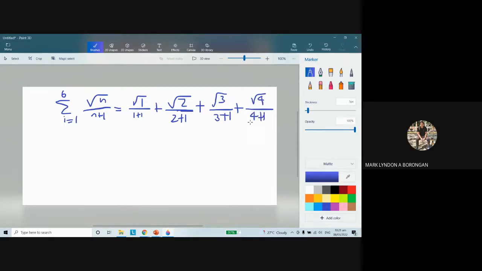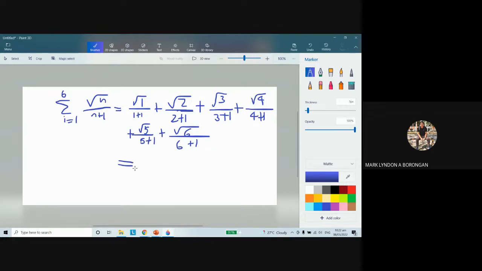Next. Square root of 5 over 5 plus 1. Very good. Next. The last term: square root of 6 over 6 plus 1. There is no next term because our upper limit is only up to 6.